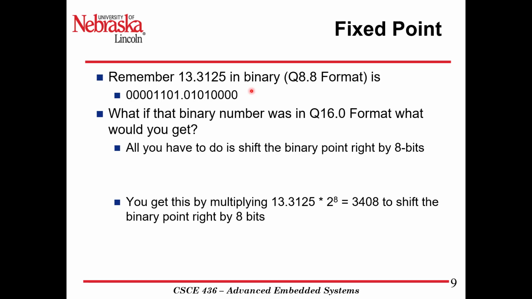Right? So you're multiplying 13.3125 times 2 to the 8. We're getting a 3408 when we shift it right by 8 bits. This value, I'll take the calculator, I'll even show you this.